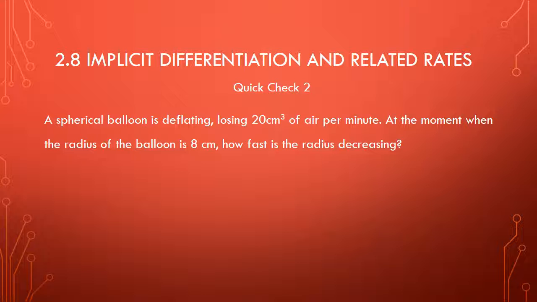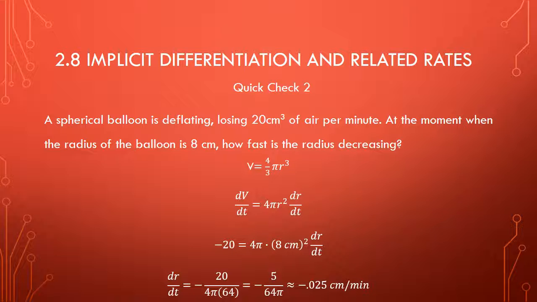Okay, so we have our formula. We take the derivative of both sides with respect to time. We have dV/dt equals 4 pi r squared dr/dt. Again, notice we're taking a derivative with respect to a variable that's not even really in the problem itself, so we have to have that dt on there.